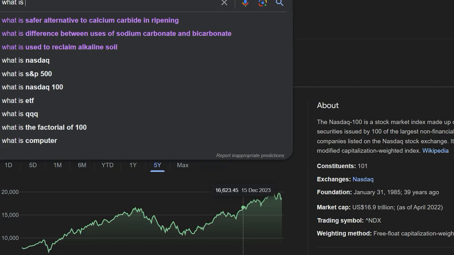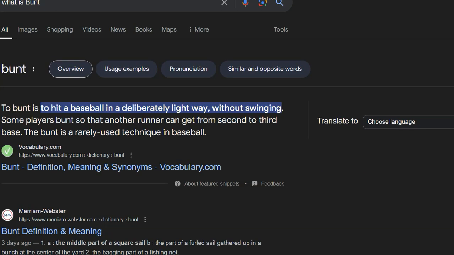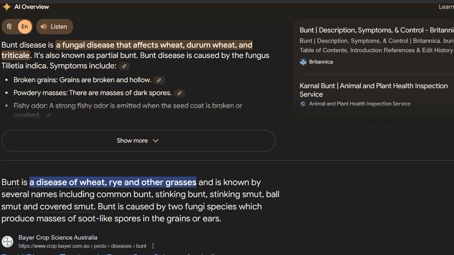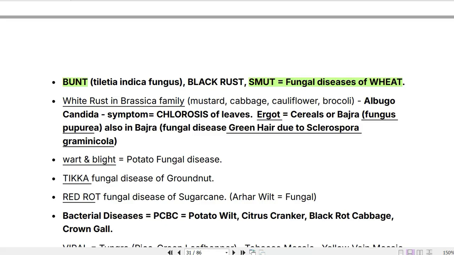So what is bunt? Bunt disease is a fungal disease that affects wheat, durum wheat and triticale. It's also known as partial bunt, and it is caused by the fungus Tilletia indica. All right, so it's a fungal disease, right? Whatever diseases are fungal, I will tell you. So bunt is a fungal disease caused by this fungus called Tilletia indica.